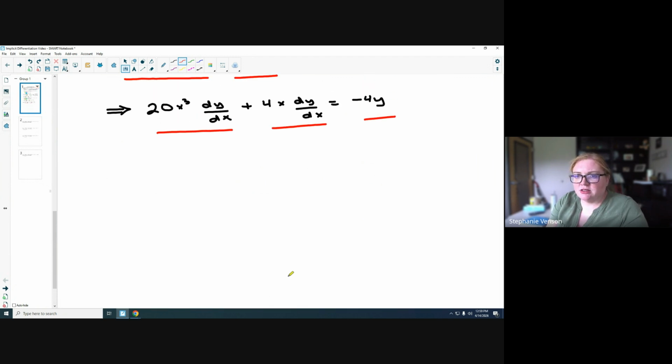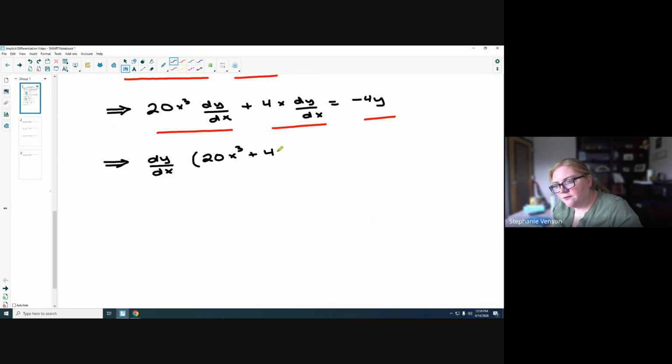So my next line becomes dy dx times 20x cubed plus 4x equals negative 4y. Now remember, my goal is to solve for dy dx. So I've now factored dy dx out. So this is dy dx times 20x cubed plus 4x.